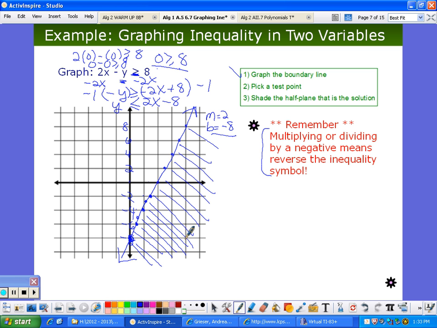For this situation, yes. Now, if this had been going the other way, less than, we would have shaded up here. So it's not always going to be down here. You have to think each problem where it's going to be.